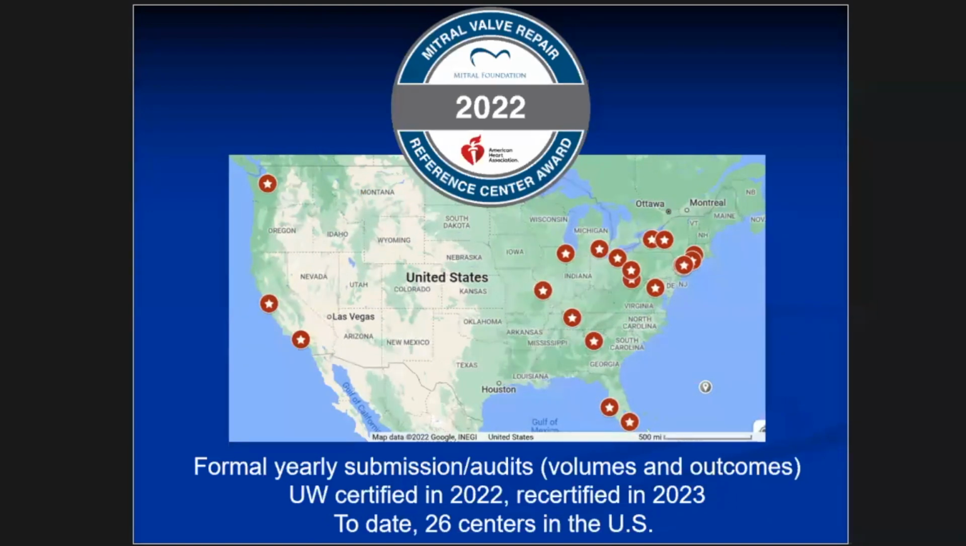So to receive a designation as a referral site of excellence using the ACC-AHA guidelines, you have to formally submit your information for site and outcomes and be willing to be audited. And we, UW as a team, certified in 2022 and again in 2023 based on our volumes. To date, there are only 26 such centers in the United States. If I do the math, in the United States we're probably going to reach 50 to 75 centers that have those volumes, and those are catching up.